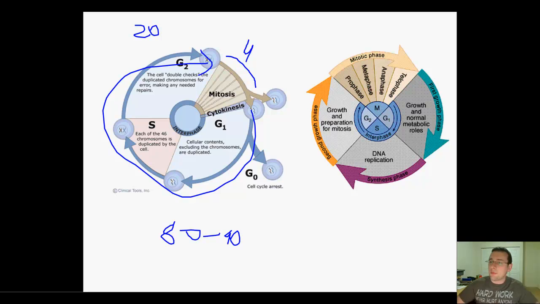Now, some people refer to the interphase as the resting phase, but I don't like that terminology because it makes it look like the cell is doing nothing. It's only resting in the sense that it's not splitting. But on the contrary, during the interphase, the cell is very active. In fact, it's doing everything it normally does.